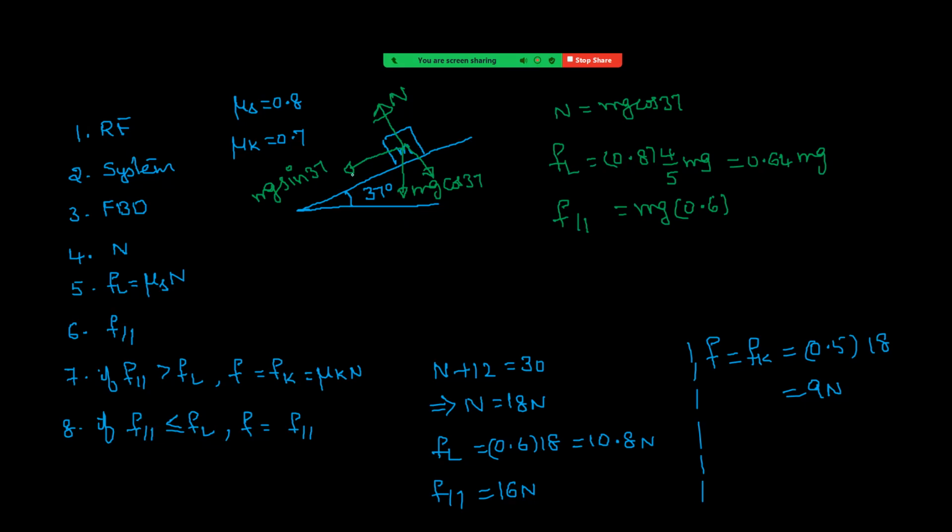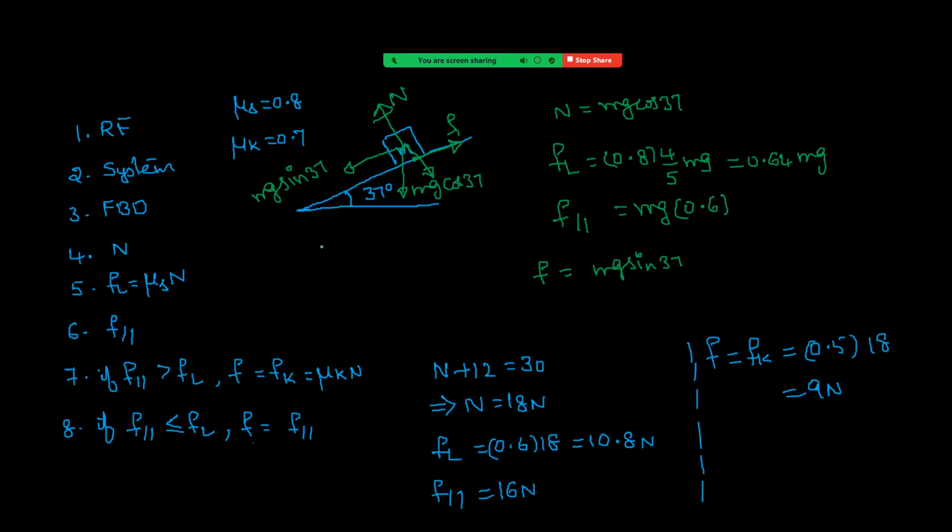Block does not move means this force is balanced by frictional force. So friction is static. I can write here: friction is static. So frictional force is equal to mg sine 37. Since the block is not moving, net force must be zero. So along the incline, frictional force has to balance mg sine 37. Like this, we can calculate frictional force.